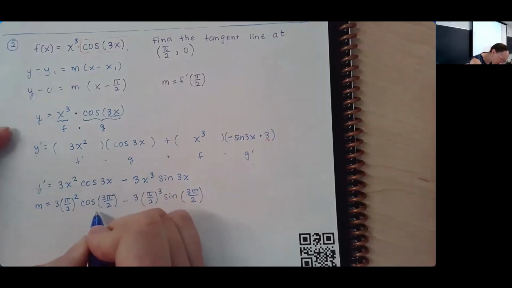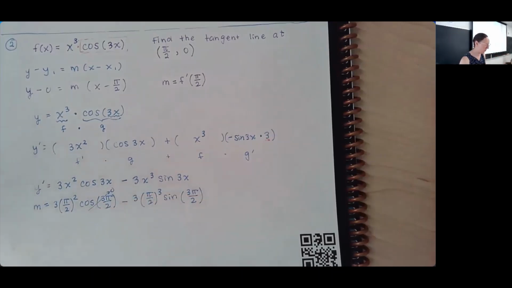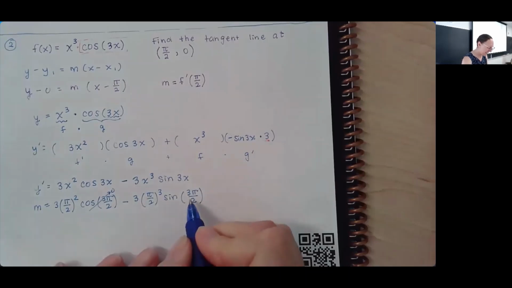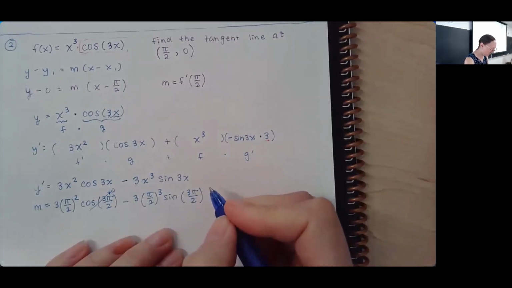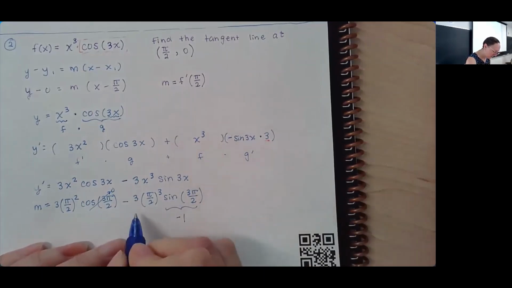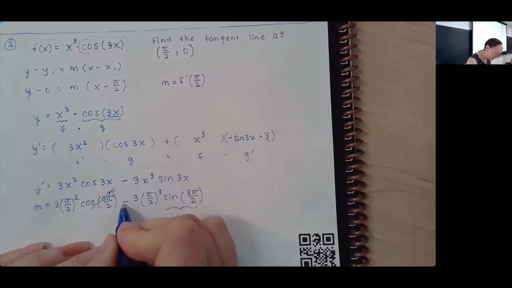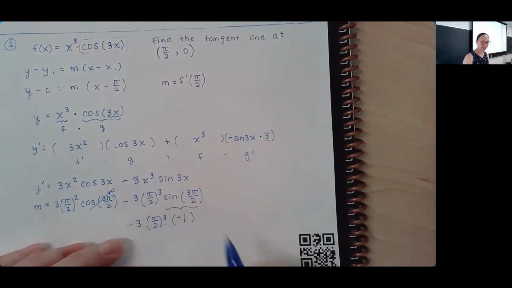So cosine of 3 pi over 2 is 0, which means this whole front piece goes to 0 and I don't have to worry about it. Sine of 3 pi over 2 is -1. So I've got -3 times pi over 2 cubed times -1.